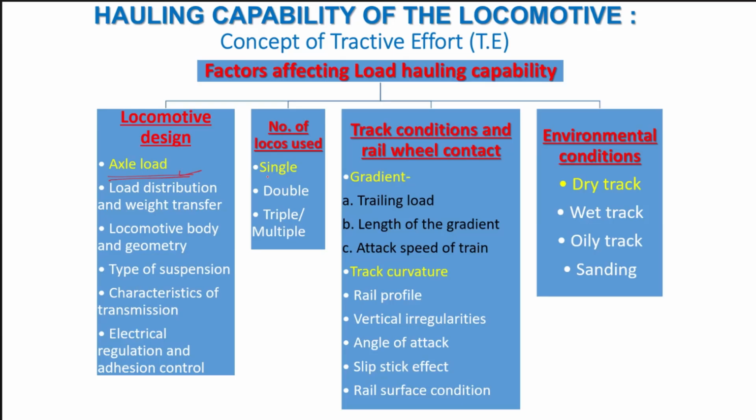Second is how many locos we are passing over our bridges. So the number of locos: single, double, triple, or multiple. Third is the track condition, where the wheels are in contact with the rails. Here two components are very important: one is the gradient and another is the track curvature. The gradient depends on the train load, length of the gradient, and attack speed of the train. Similarly, rail profile, vertical irregularities, alignment of track, and slip of track are also covered in track condition. Environmental condition, like whether our track is dry or wet, oily or sanded, also affects the tractive effort of the locomotive.